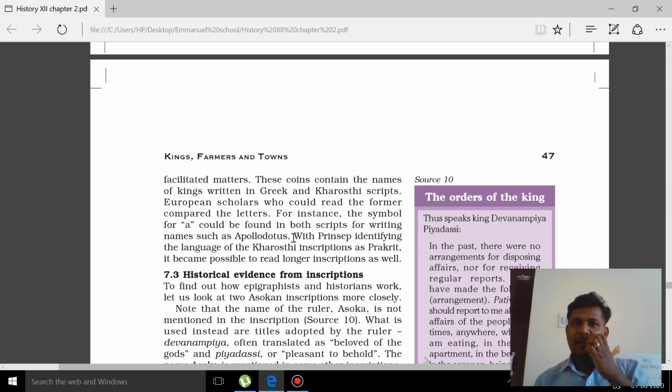It is the same as the lockdown guidelines you must have seen, which come in Hindi as well as English. Maybe after 100-200 years, if a new language emerges and people want to study this Hindi and English, they will compare both the same way. Similarly, scholars compared Greek with Kharosthi. For a letter, for an alphabet of Apollodotus, they compared how it is written in Greek with how it is written in Kharosthi. Slowly, one by one, they were able to understand, with the principle of identifying the language called Prakrit.